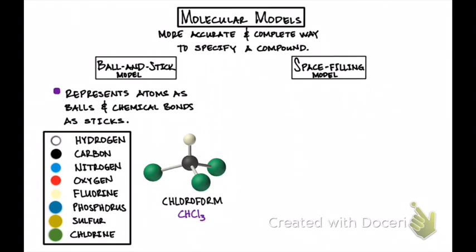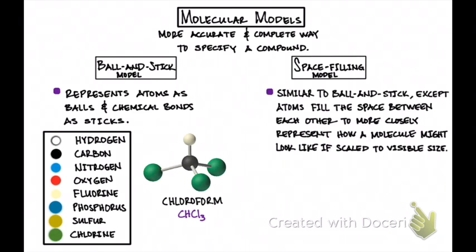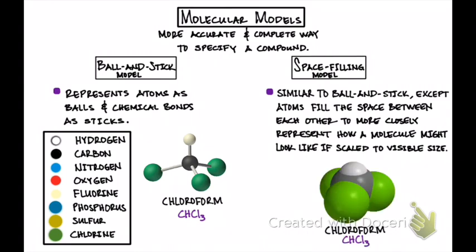The second type of molecular model is called the space-filling molecular model, and this is similar to the ball and stick, except the atoms fill the space between each other to more closely represent how a molecule would actually look like if scaled to visible size. Okay, so this is what a chloroform would look like via the space-filling model. And so now the bonds are actually omitted here, right? The lines, I should say. The lines are omitted. And it shows you that the atoms actually overlap a little bit. And that's the more accurate way to represent molecules.